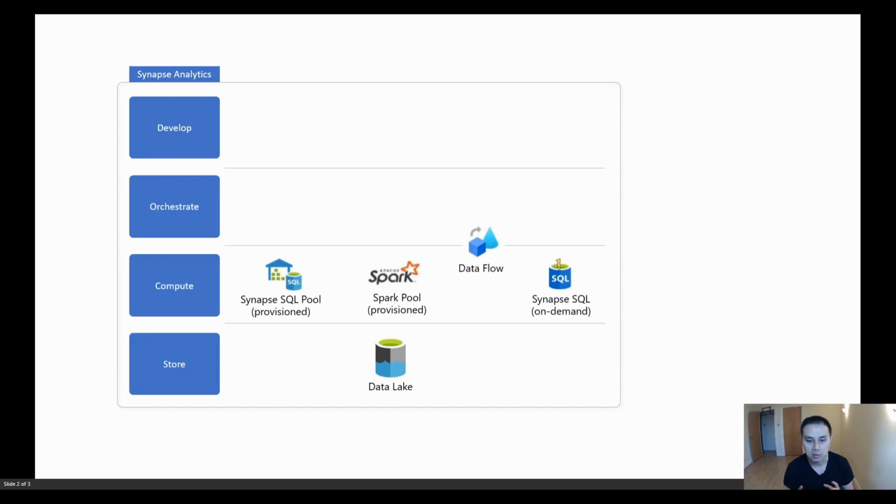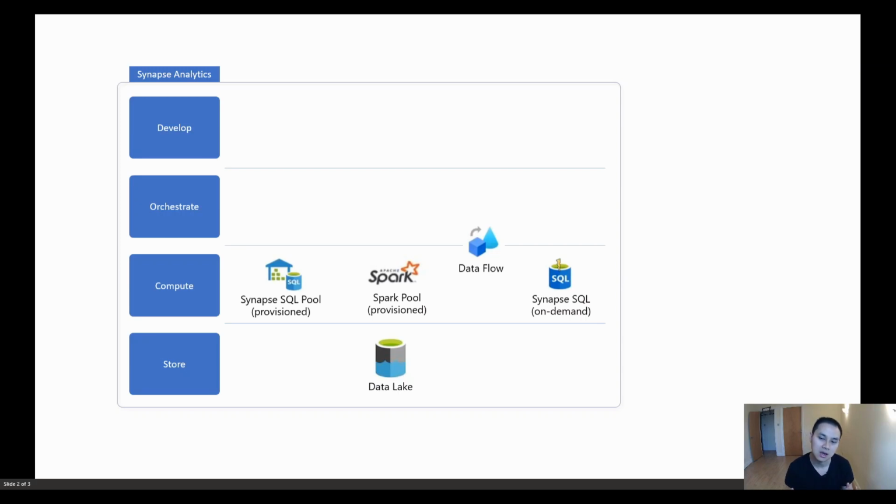The second one in the middle is Apache Spark. This is a Spark engine, or they call it Spark Pool, which is also something that is provisioned, something where you decide what spec you want.